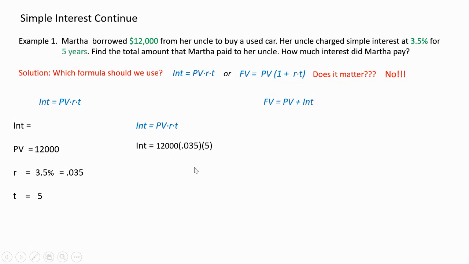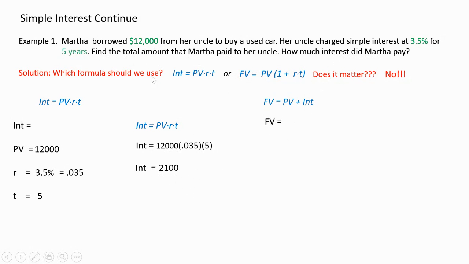So if you put that into the calculator, it's going to give you 2,100. So that's how much interest Martha paid. But they also ask us to find the total amount that Martha paid. So this is the answer for the second part, how much interest did Martha pay, which is 2,100.